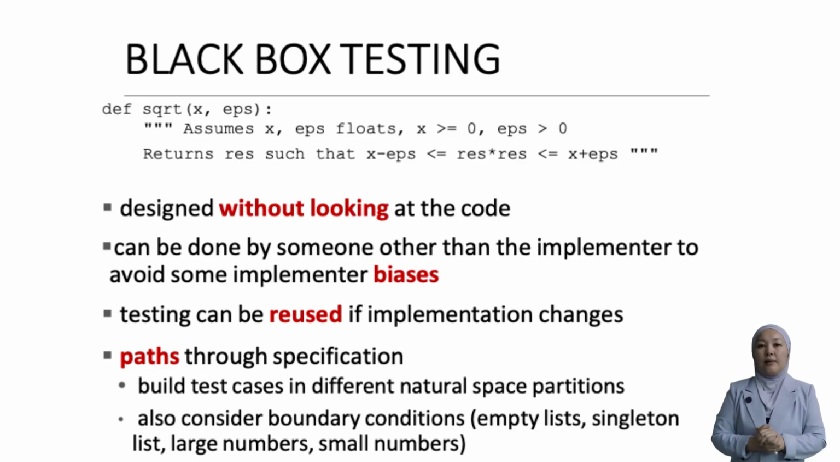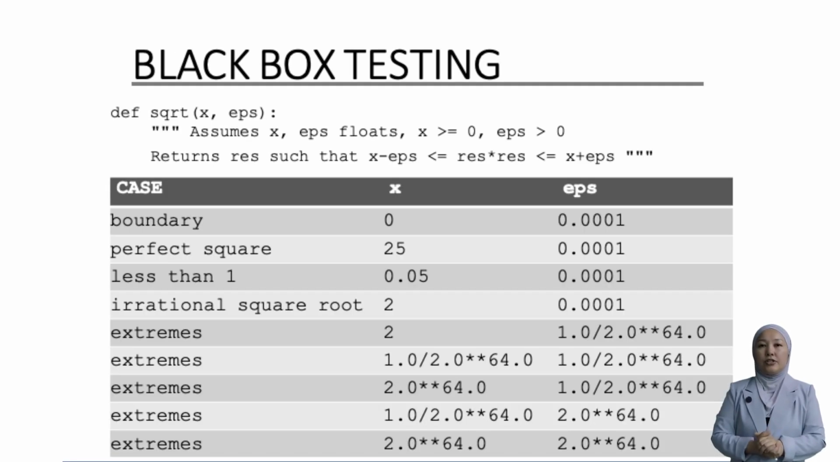We think about boundary conditions, x equals 0, very small eps, different categories, perfect squares, irrationals, very large numbers. Here's a test table for sqrt boundary. x equals 0, eps 0.0001, boundary. Perfect square, x equals 25, eps less than 1. x equals 0.5. Irrational, x equals 2. Extreme values, very tiny or huge numbers for x and eps.